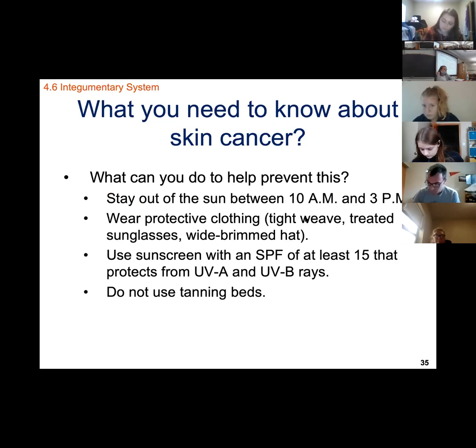So how do we prevent skin cancer? What do we need to know? It says to stay out of the sun between 10 a.m. and 3 p.m. But you're like, wait a second, you just told me to go outside. Yes, but when you do go outside, it's important to wear protective clothing or sunscreen so that you're still getting vitamin D, but you're not damaging your skin cells on the outside. Wear treated sunglasses or a wide-brimmed hat. Use sunscreen with an SPF of at least 15 that protects from UVA and UVB rays. These are just different types of light or rays. And do not use tanning beds because that's very concentrated UV light. That's more concentrated than the natural sun.